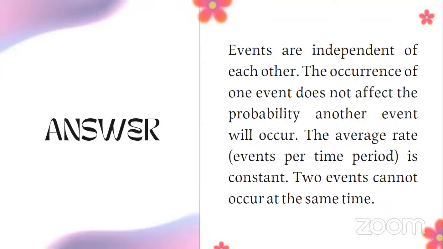Okay, for the answer: events are independent of each other. The occurrence of one event does not affect the probability another event will occur. The average rate, or the events per time period, is constant. Two events cannot occur at the same time.